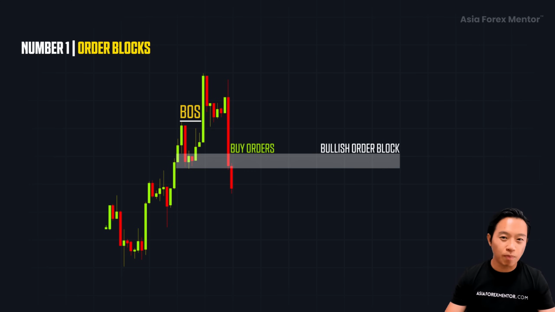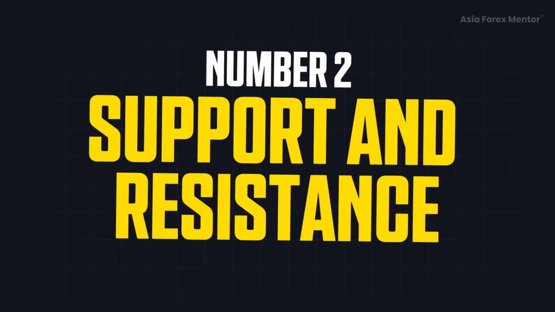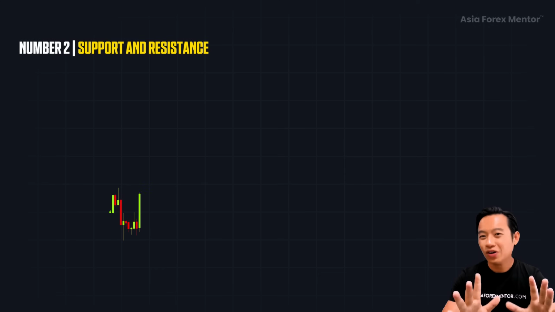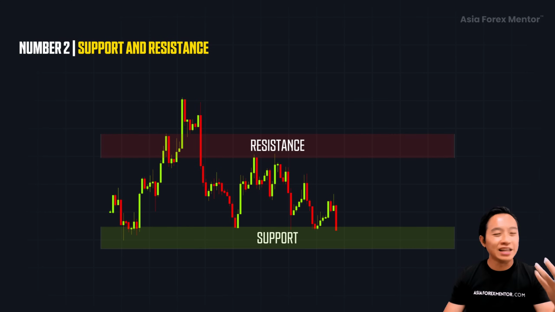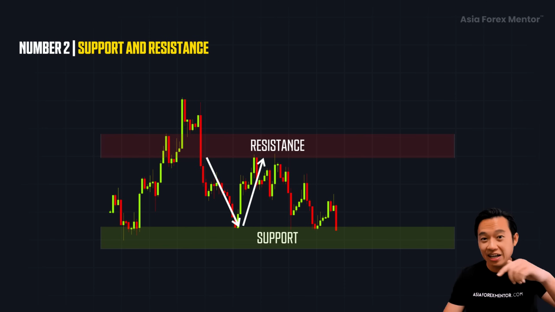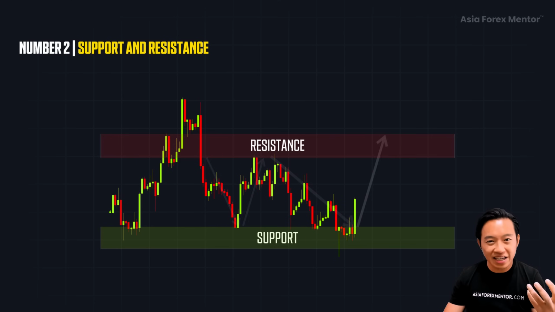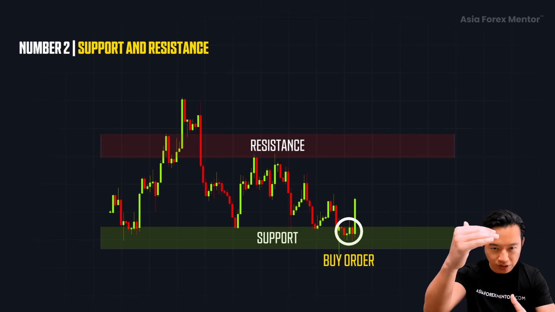The second common spot of inducement is support and resistance. Support and resistance is a classic level where traders often get induced without even realizing it. As you know, traders see support and resistance levels where price changes direction, and it's very easy to get induced to want to enter at these spots.